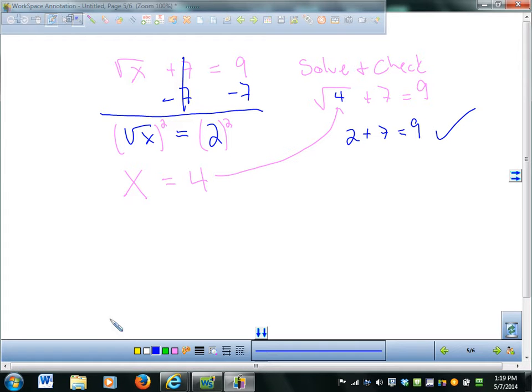So with these ones, you really have to check, because this process works all the time, but sometimes you'll get an answer that doesn't work in the original equation, called an extraneous root. They look at the square root part first because it's kind of like PEMDAS with a grouping symbol. You take care of the square root first. You get your square root by itself first. That's easy enough, right?